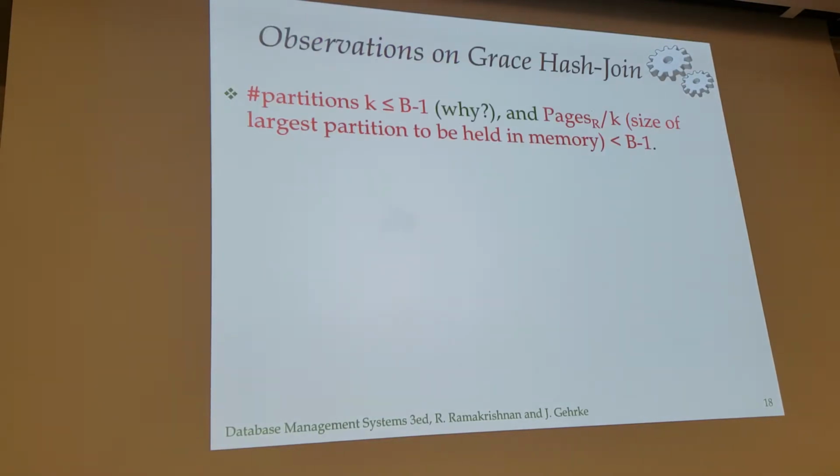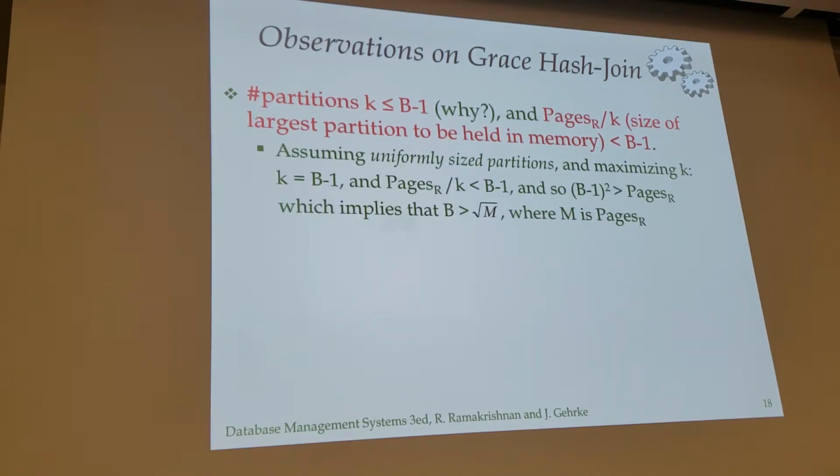So again, if that's true, that's less than B minus one. And with the unreasonable assumption that I have uniform size partitions, and making k as big as possible, then k would be B minus one. Pages of R divided by k, where k is the number of partitions, is going to be the size of each partition inside memory, if things are uniform.